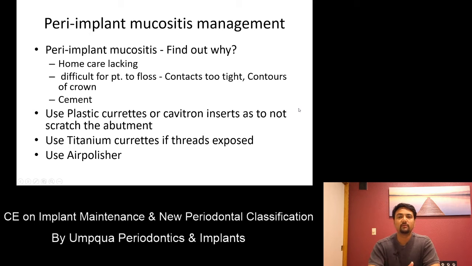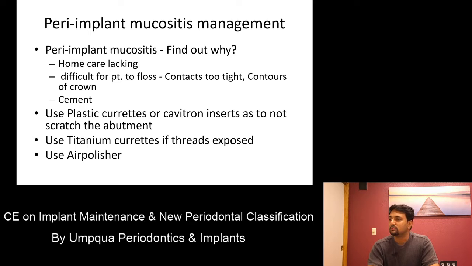If you see a patient with peri-implant mucositis, how do you manage that? First, I would say find out why this is happening. Is the crown cemented, or is the crown loose, or was the patient never told how to clean that implant or crown? They were never told to floss around it, use a soft pick, or the home care is lacking in general, or something is going on with their systemic disease. So try to find out what's going on.